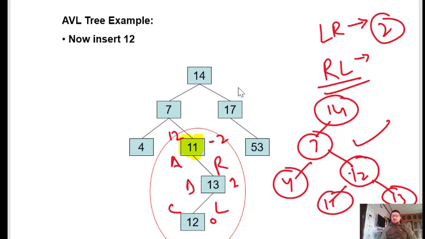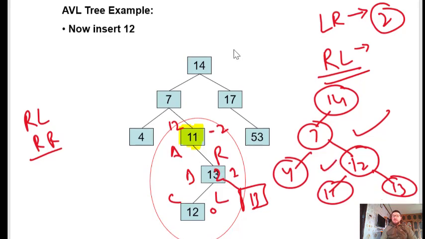Or you can do it in a different way. You can first make it RR from RL. For RL you will make it RR. That means you rotate this 12 and 13. So you get 12 here and 13 here. Then it becomes RR, and then you make A a child of B, that is 12 will go here and 11 will be the child of this. So it will be like this.